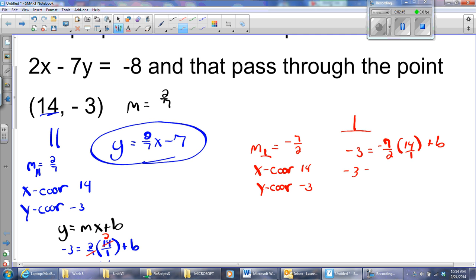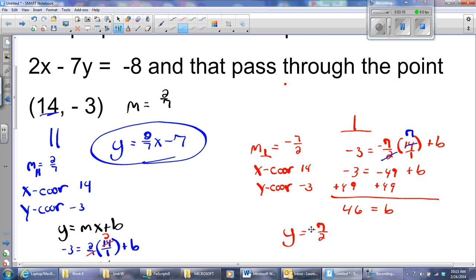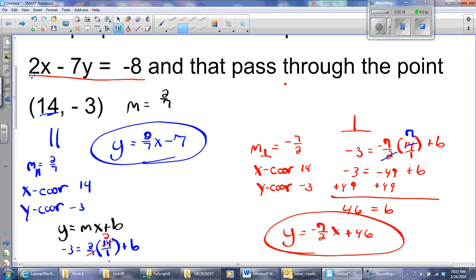And I'll get negative 3 will equal, and when I do my math, 2 goes into 14 7 times. 7 times negative 7 is negative 49 plus b. I'll add 49 to both sides, and I'll get 46 equals b. So my equation is y equals negative 7 over 2 x plus 46. That line is perpendicular to this line. If I graph them, you'll see it's true. The blue equation is parallel to the black equation.